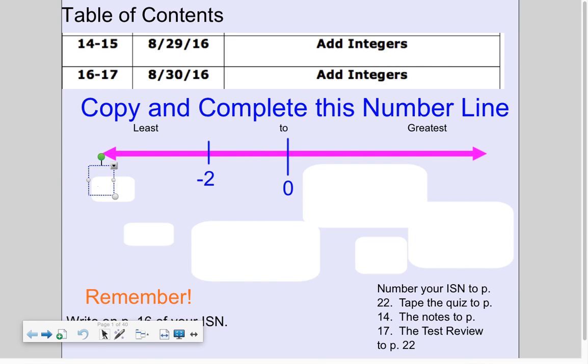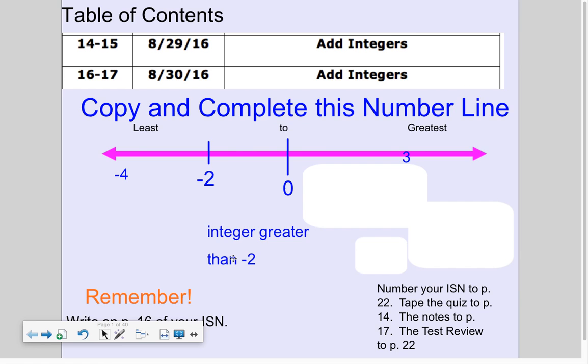Where will we plot 3? Well, 3 is a positive number, so it will definitely go 3 units to the right of 0, so I go right here. Where would you find -4? Well, it will be to the left of 0, 4 units to the left of 0, or 2 units to the left of -2.